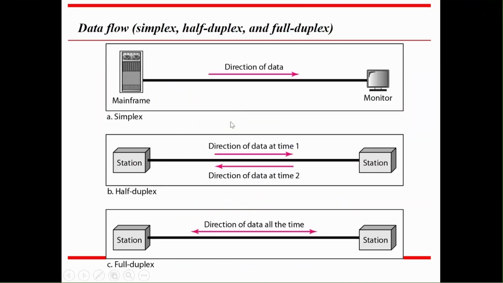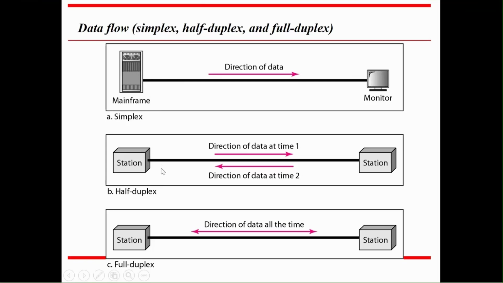If you look at the different data flows of communication, we said we have three major kinds: the simplex, the half duplex, and the full duplex. The simplex means it's one-way communication. A sends to B, like a mainframe or a computer sending some information to the monitor. This is one-way communication. The monitor typically would not communicate to the computer itself.